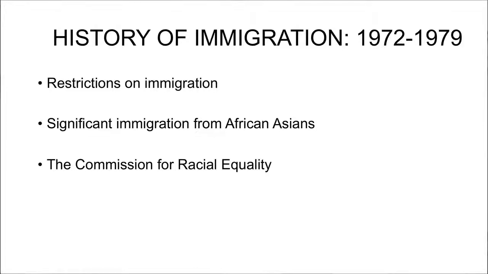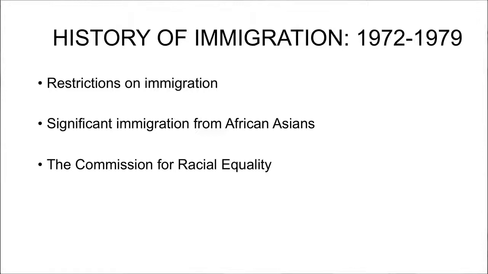So by this point, immigration was becoming restricted. Housing, the racial tensions were getting massive. There were riots, so restrictions on immigration. And there was significant immigration of African Asians, seen in the expulsion of Asian people from Africa. Within 2 months, 28,000 African Asians had moved to the UK. There's a huge amount of immigration, especially at a time when there's so much racial tension.